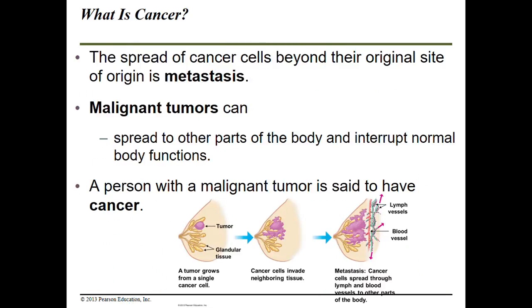However, if it spreads to other areas, that's called metastasis. And that would be malignant. Mal means bad. This is a malignant tumor, and these spread. And how they spread is through the lymphatic system. So if someone has a malignant tumor that is spreading, that's what most people think of as cancers, and that's what we call cancer.